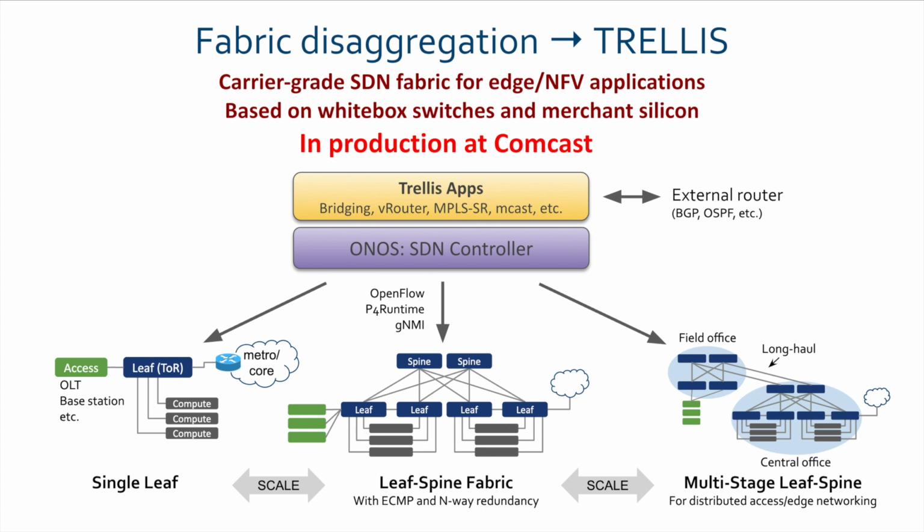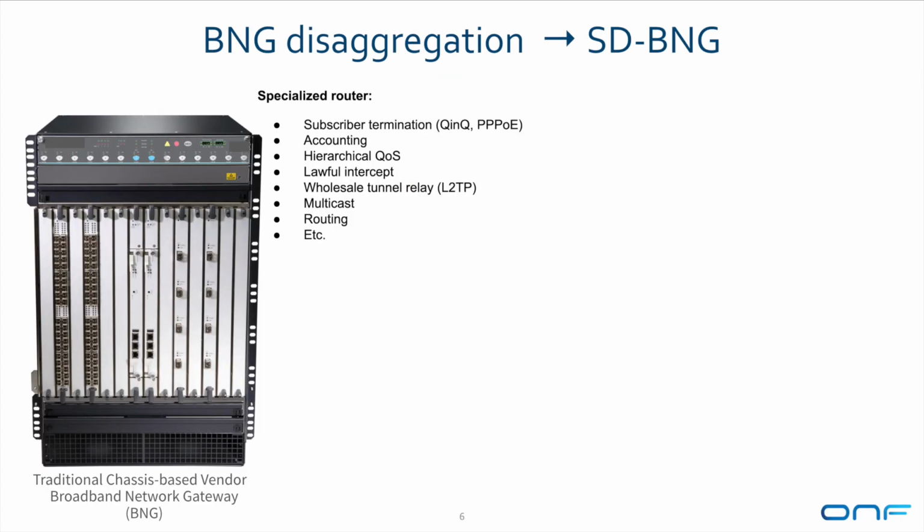The last piece of the SEBA pipeline is SDBNG. A traditional BNG is a chassis-based box that is essentially a specialized router. The main function of a BNG is that of routing subscriber traffic to and from the core network. So the BNG provides a number of specialized functions on top of basic routing, like subscriber tunnel termination for example, layer 2 access tunnels using double VLAN tags or QinQ, as well as PPPoE. It also provides functions for accounting, hierarchical QoS, lawful intercept, etc.